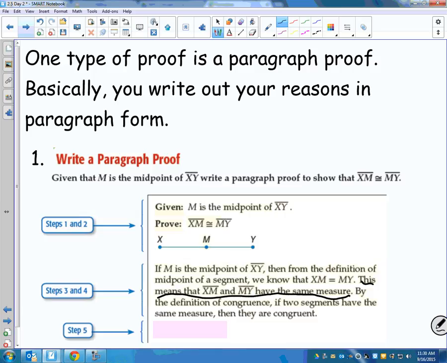So you see kind of that logical way that we went? We used the definition of midpoint. We said that means they're equal, and then we connected equal meaning congruent. That's the hard step of the proof, all right? The easy step is the given part. Step 5 is to say that we proved it. So then I would say, so, XM is congruent to MY. That's the last step.